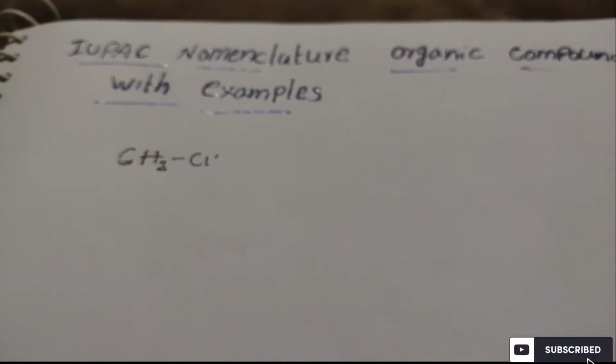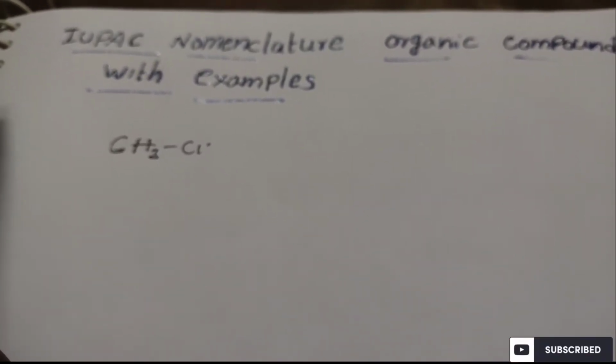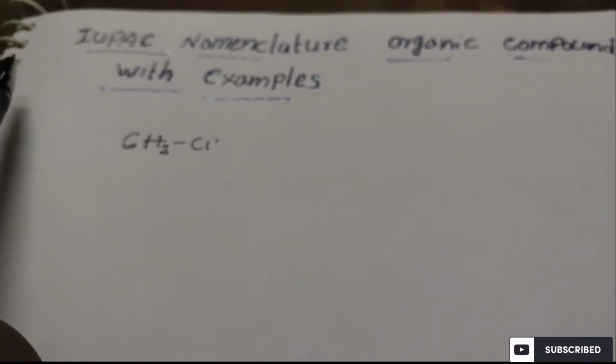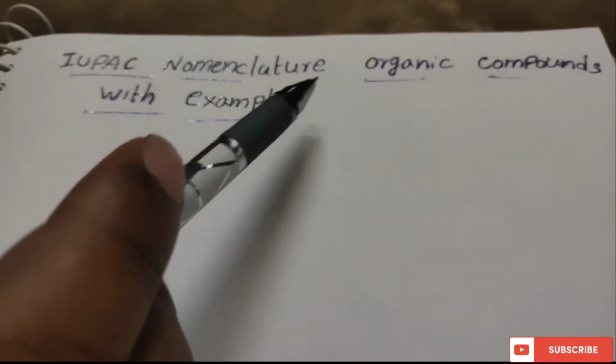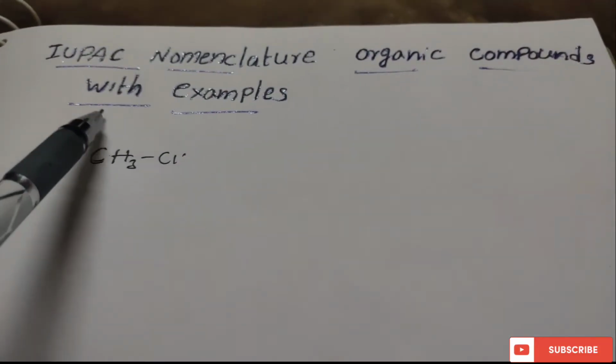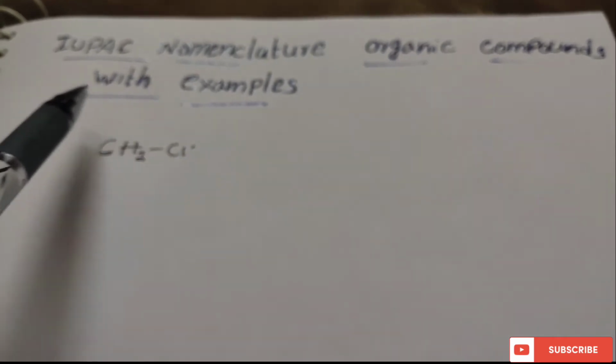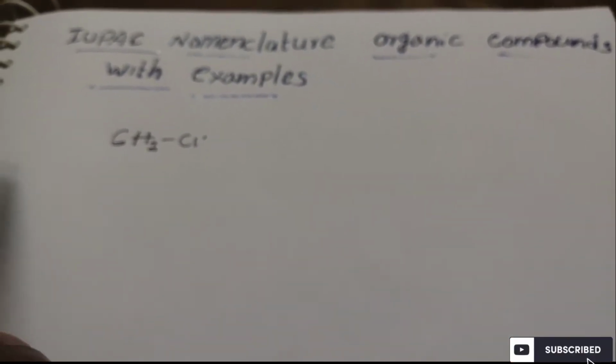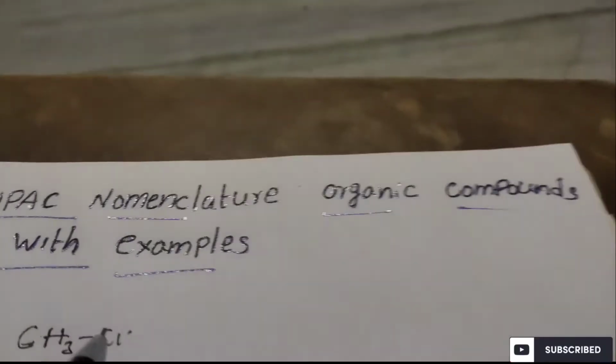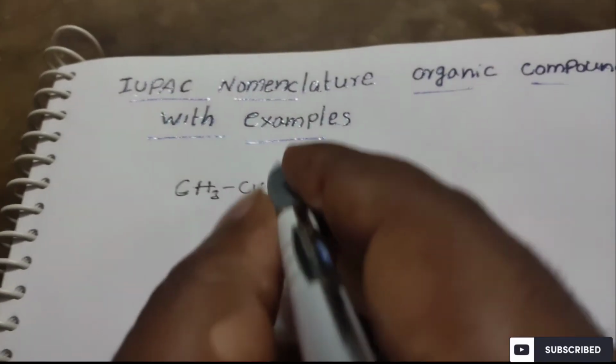Hi students, today we will discuss one of the important concepts, that is IUPAC nomenclature of organic compounds with examples. In this video, I will explain how we give the nomenclature for some complex structures. For example, here I am writing one structure.